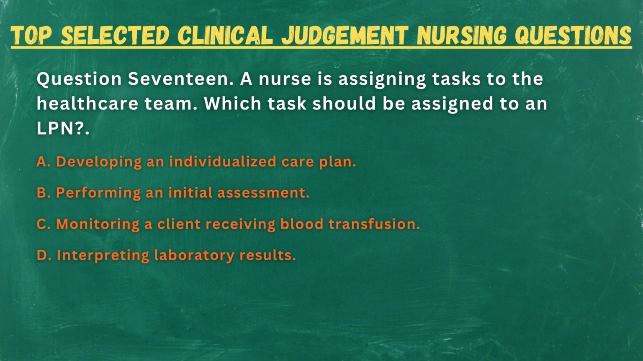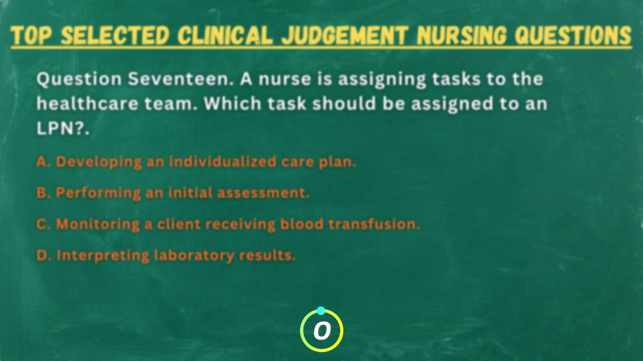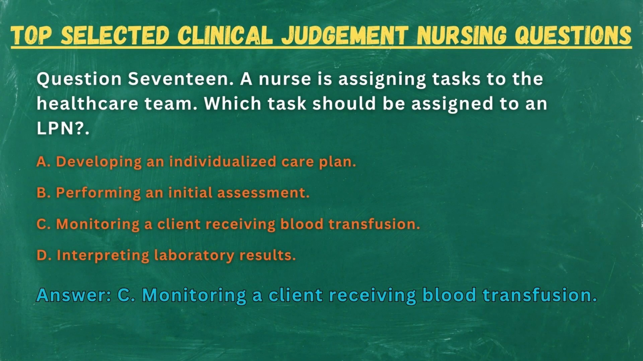Question 17. A nurse is assigning tasks to the healthcare team. Which task should be assigned to an LPN? A. Developing an individualized care plan. B. Performing an initial assessment. C. Monitoring a client receiving blood transfusion. D. Interpreting laboratory results. Answer. C. Monitoring a client receiving blood transfusion.